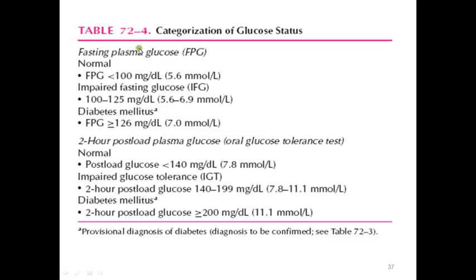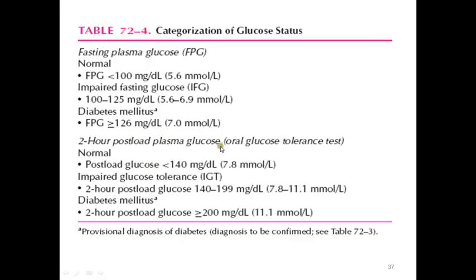So how do you categorize the glucose test status? Fasting plasma glucose is normal when it is less than 100. It is called impaired when it is between 100 and 125. And it is diabetic fasting plasma glucose: a patient is labeled diabetic if fasting plasma glucose is more than or equal to 126 milligram per dl.